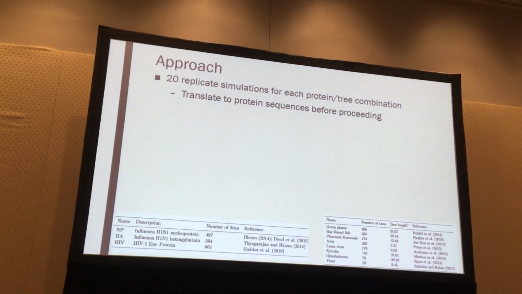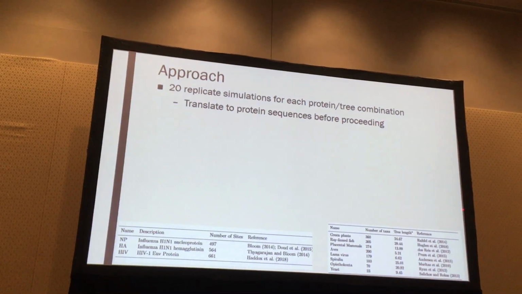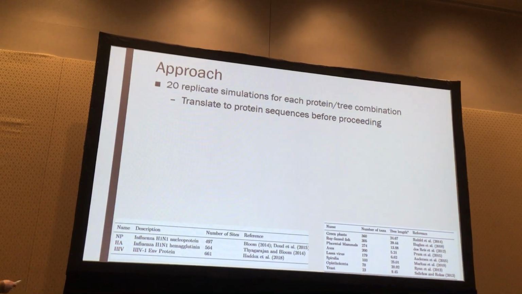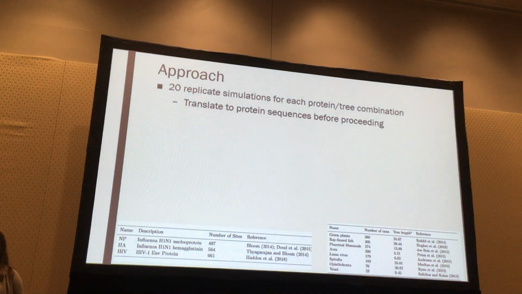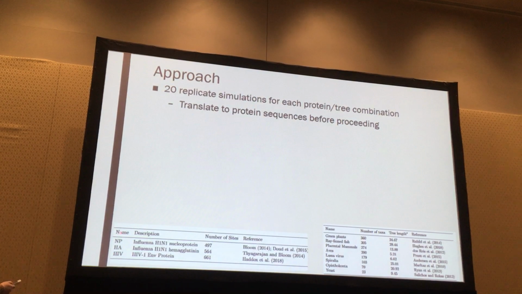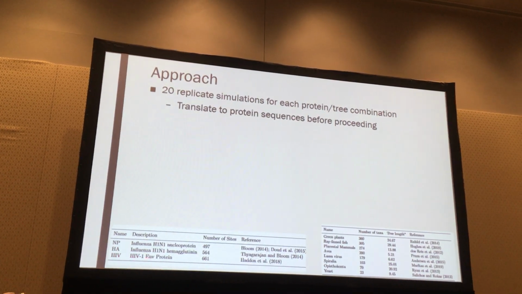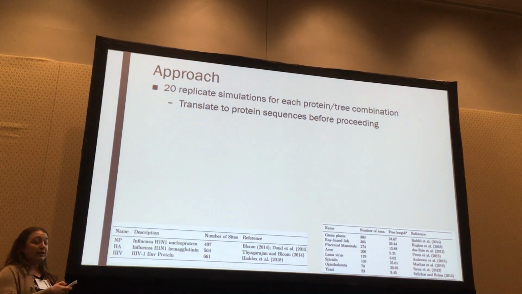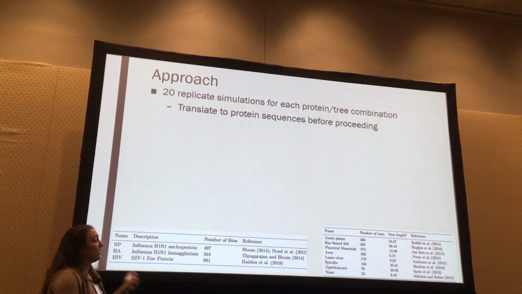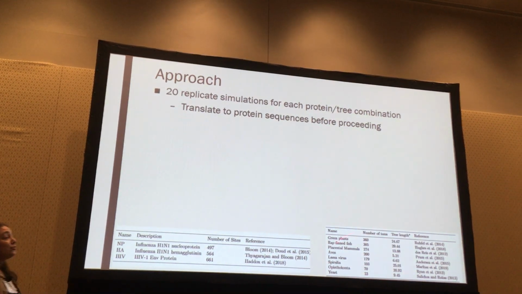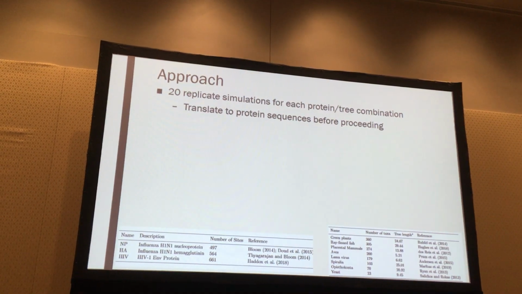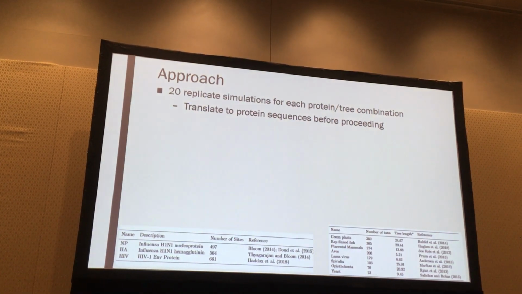So what is my approach? I did 20 replicate simulations for each protein tree combination you see below. This is a quick little table of 3 sets of parameterizations that I'm using for simulation that are derived from deep mutational scanning data, so from experimental data run on 3 different proteins: flu nucleoprotein, flu hemagglutinin, and HIV envelope protein. And I'm simulating along 8 different trees. If anyone is really into phylogenetics, some of these trees may be familiar to you as trees that have caused various levels of conflict in the field by being difficult to resolve the relationships among.